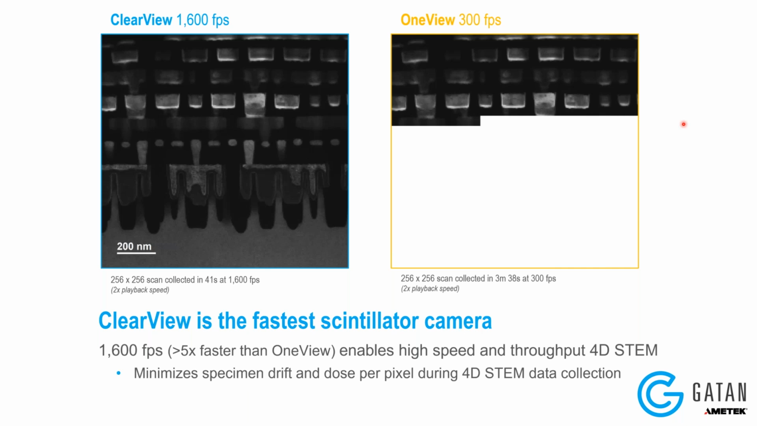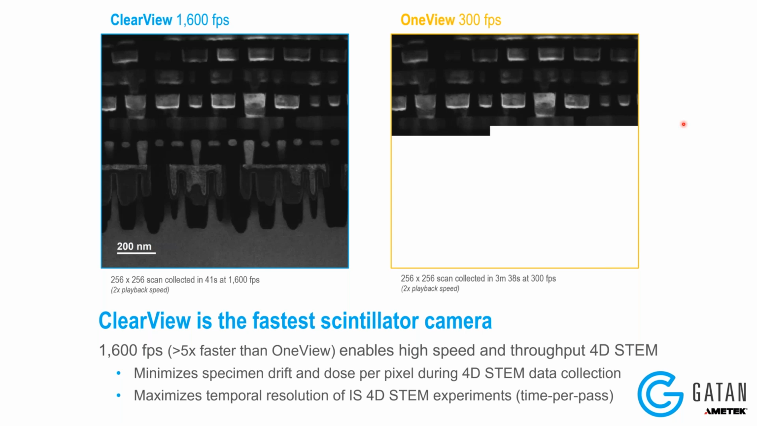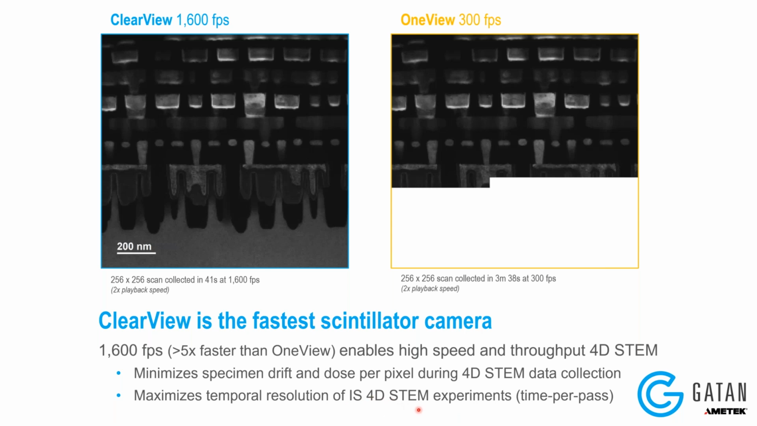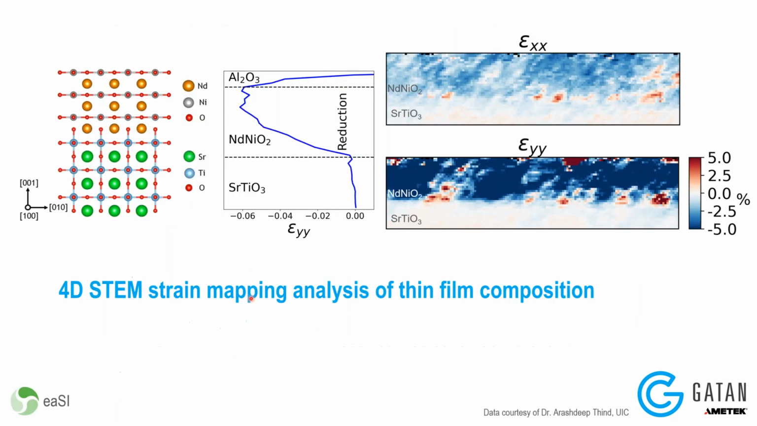And in a technique where you're trying to maximize your throughput, and if you want to do in situ results or experiments, the frame rate is super important because especially for an in situ 4D STEM experiment, the time it takes you to acquire one pass of the 4D STEM map area is what your time resolution is for the 4D STEM experiment. So if you're interested at all in doing in situ 4D STEM, then the ClearView is a huge advantage over the OneView camera just in terms of its speed and what's possible.